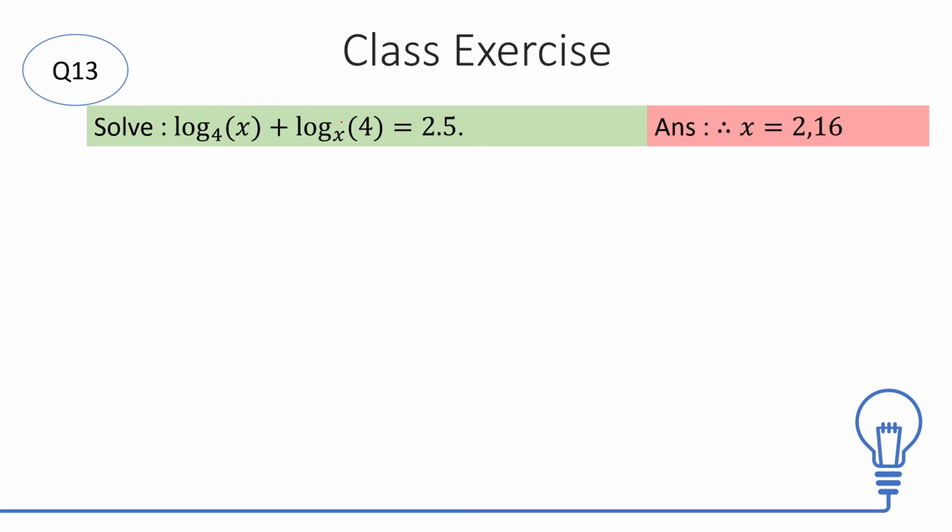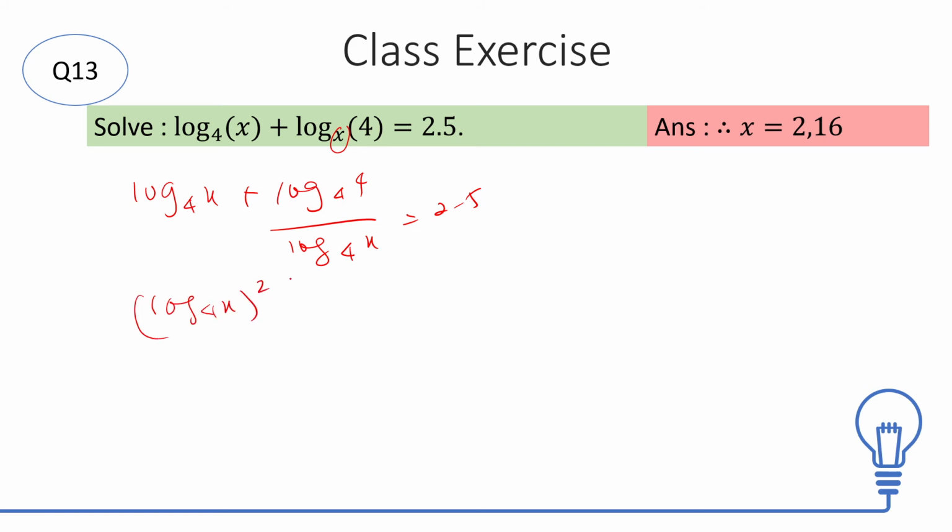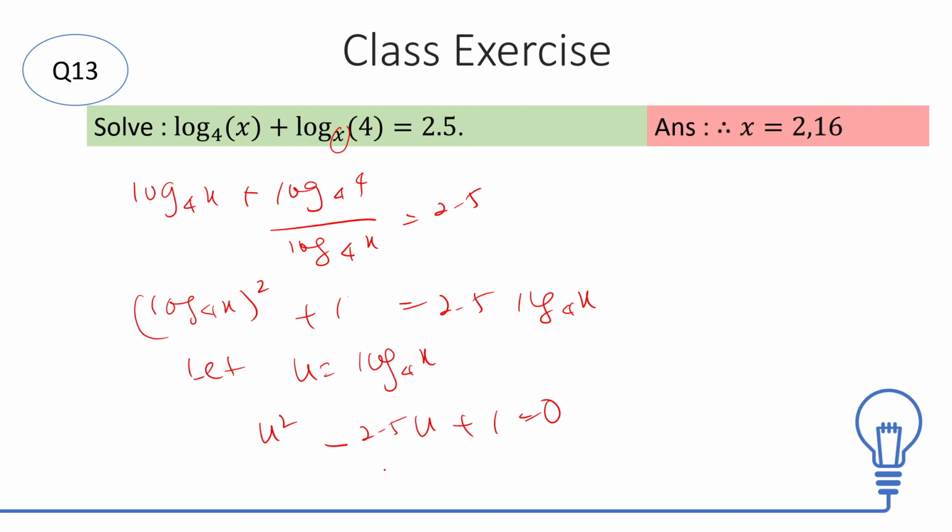Now when we look at this one, different base, so I change the base x to base 4. Then this is 2.5. Then this one cross here, log 4x to the power of 2 plus 1. Log 4 is 1, equals 2.5 log 4x. So now I let u equal log 4x. So I have u squared minus 2.5u plus 1 equals 0, and use the calculator. I really use the calculator, and the calculator gives me the answer.